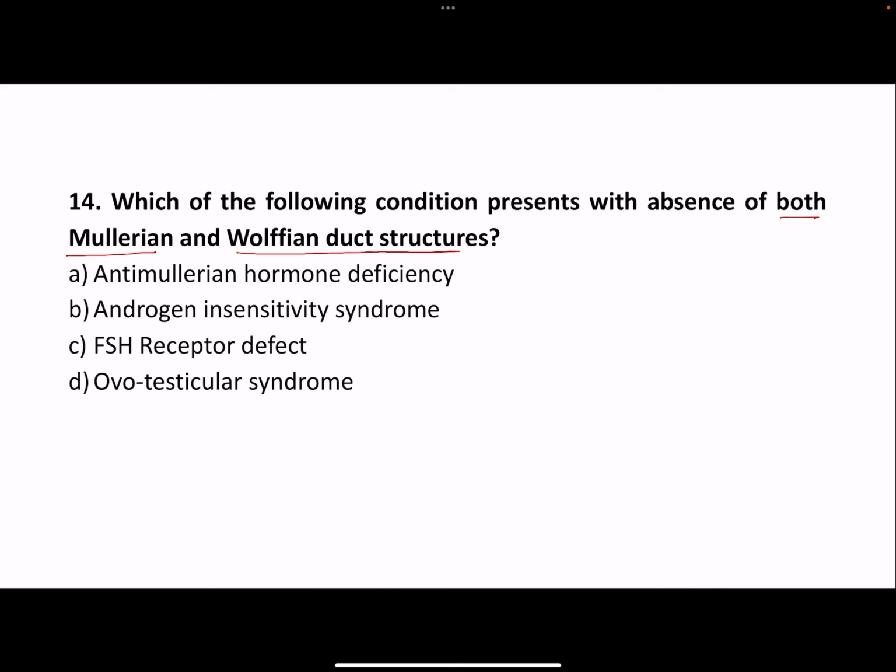Question number 14. Which of the following conditions presents with absence of both Mullerian duct and the Wolffian duct? Both Mullerian duct and Wolffian duct are absent in androgen insensitivity syndrome, also called androgen resistance syndrome, also called testicular feminizing syndrome. So in this condition, the Mullerian duct as well as the Wolffian duct are absent.